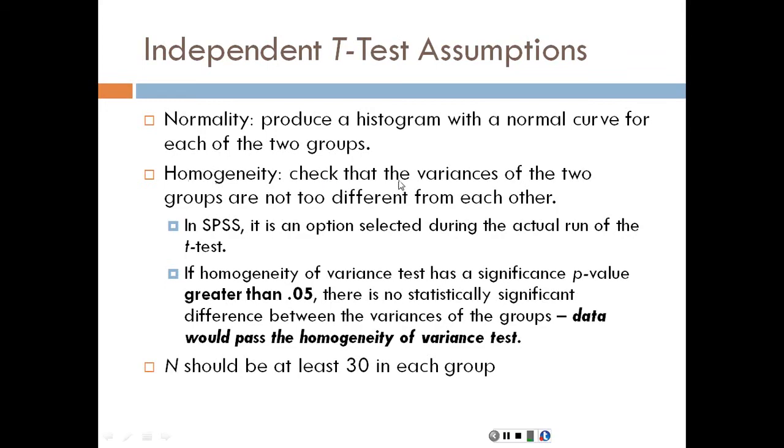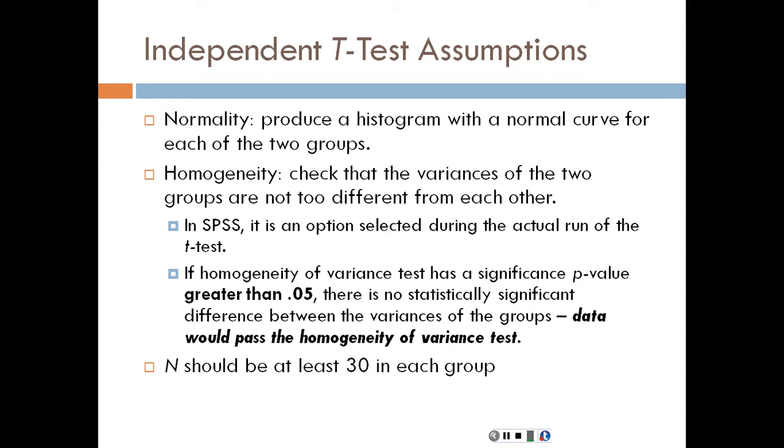Now, the next assumption is homogeneity, and that we will check that the variances, this is when we check if the variances of the two groups are not too different from each other. And so in SPSS is an option selected during the actual run of the t-test where it's going to complete a Levene's test for us.